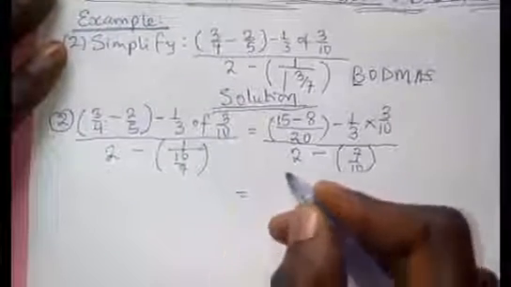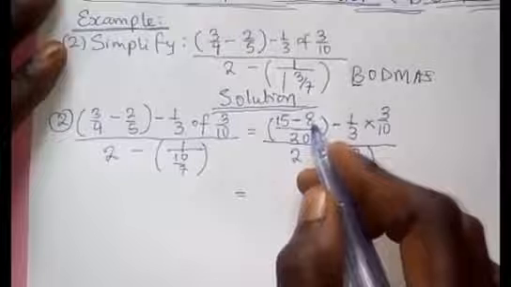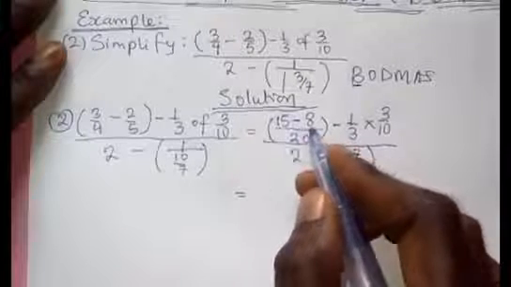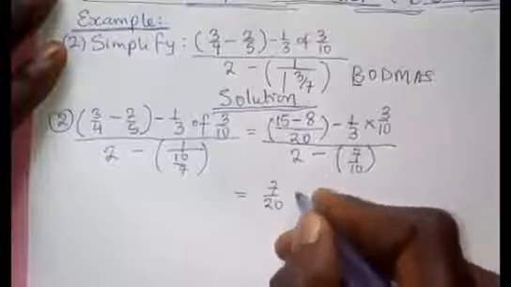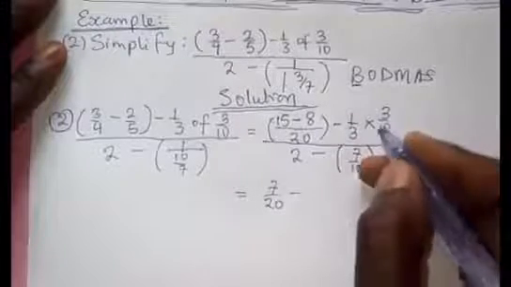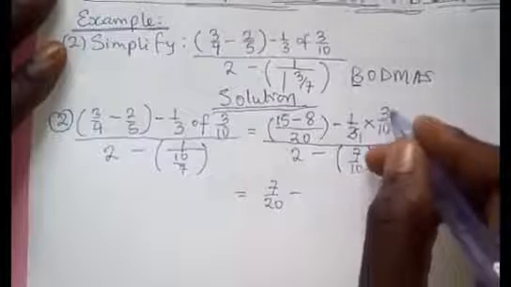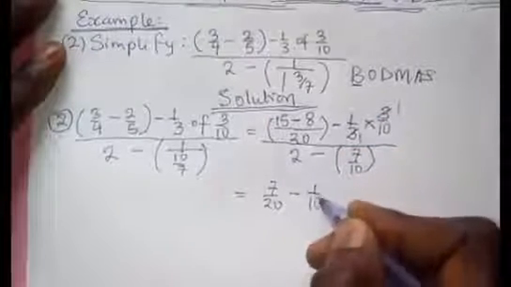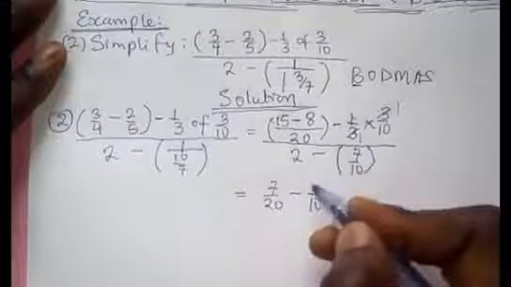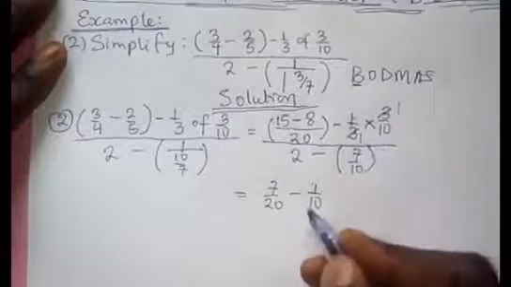Now in the next step, we are going to simplify. 15 minus 8 will give us what? 7. Then 7 upon what? 20. Then here we have minus what? 3 here, we cancel 3 here. Then you are left with 1 upon 10. How do we get this 1 upon 10? 1 times 1 will give us 1. 1 times 10 will give us 10.